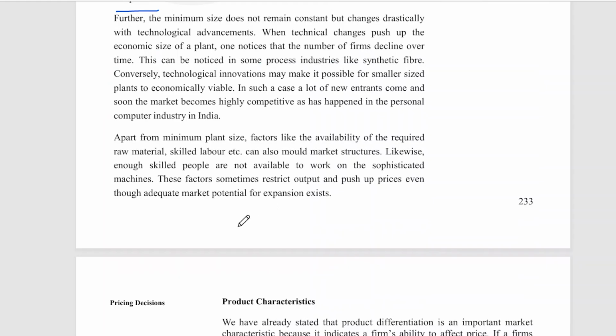Further, the minimum size does not remain constant but changes drastically with technological advancements. When technical changes push up the economic size of a plant, one notices that the number of firms declines over time. This can be noticed in some process industries like synthetic fiber. Conversely, technological innovations may make it possible for smaller plants to be economically viable. In such a case, a lot of new entrants come, and soon the market becomes highly competitive, as has happened in the personal computer industry in India.